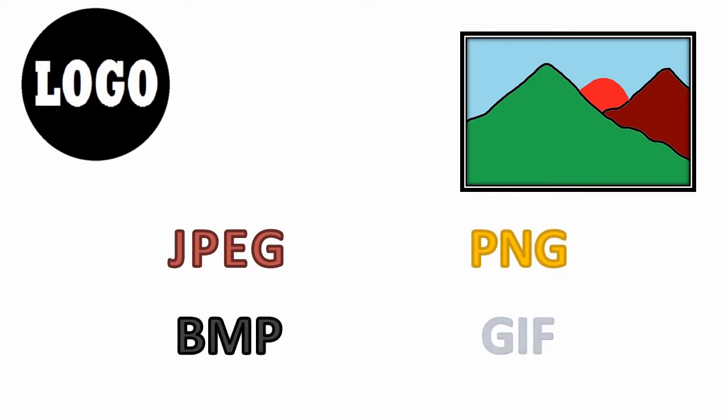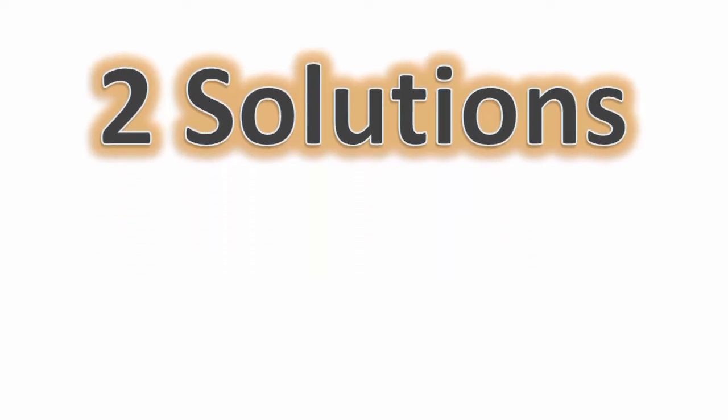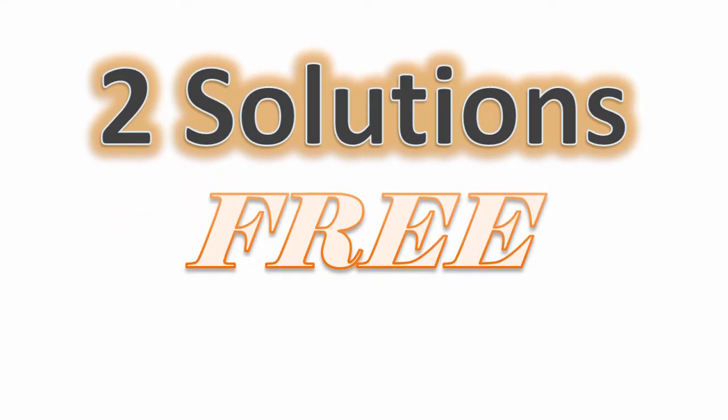If you are using a logo which is in image formats such as JPEG, PNG, BMP, GIF, then you may have faced a problem when using the logo for making PDF documents for your employees, as the image becomes blurry when zoomed in. Here I have two solutions for you, and both of them are completely free.